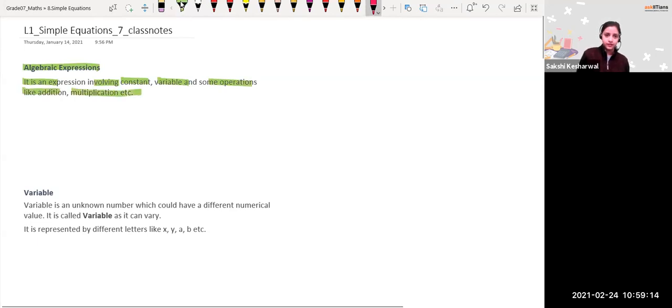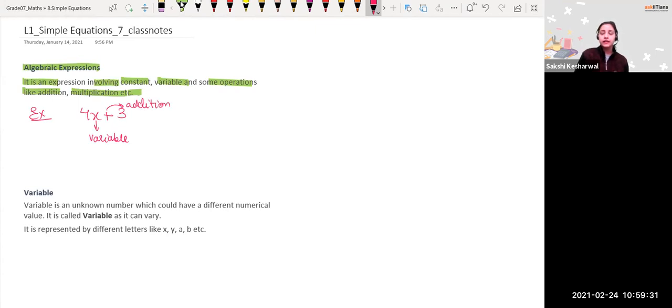Let's talk about an example. If I write 4x plus 3, right? If you see this, it has a variable. This is an addition sign.